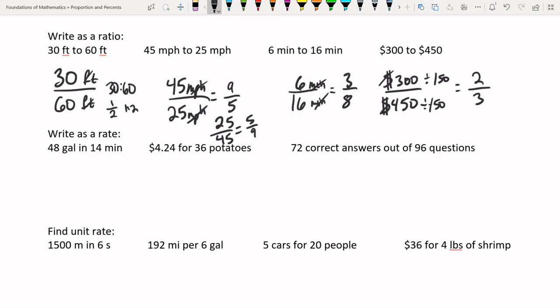All right, a rate is different from a ratio in that a rate still has units. It's typically some quantity per unit of time, some quantity per dollar amount, things like that. In this case, 48 gallons in 14 minutes. This is like the rate at which a tank drains with a certain opening and everything like that. So 48 gallons in 14 minutes. This we always reduce. I can reduce by, I think, just 2. It gives us 24 gallons in 7 minutes.